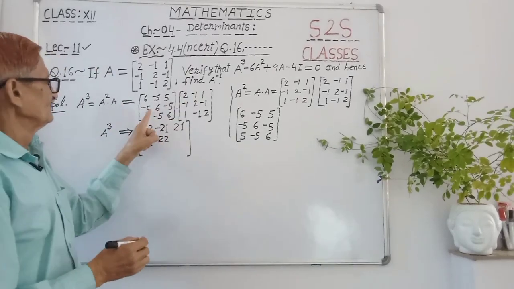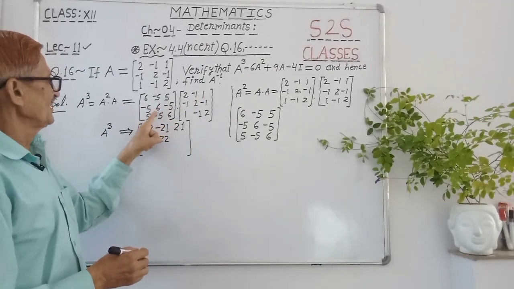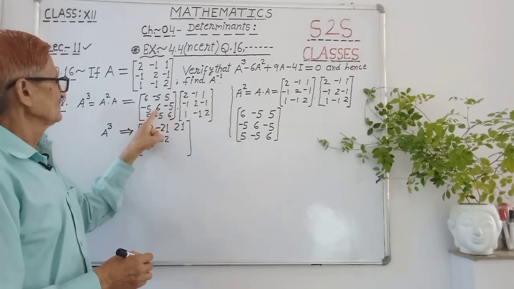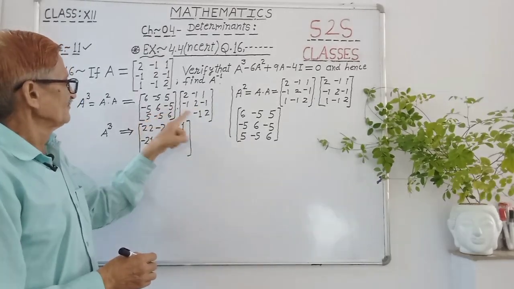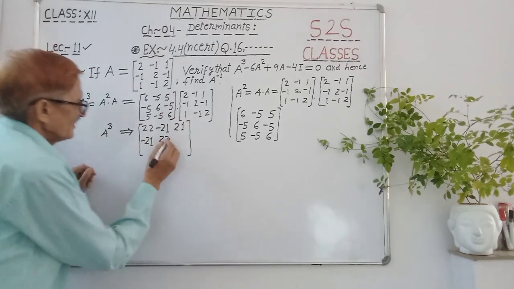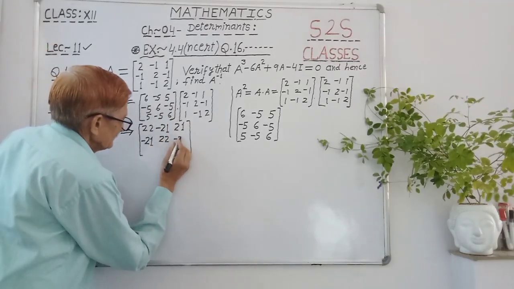Now with third column, minus 5 1 is minus 5 and minus 6, minus 5 minus 6, minus 11 and minus 10, minus 21.